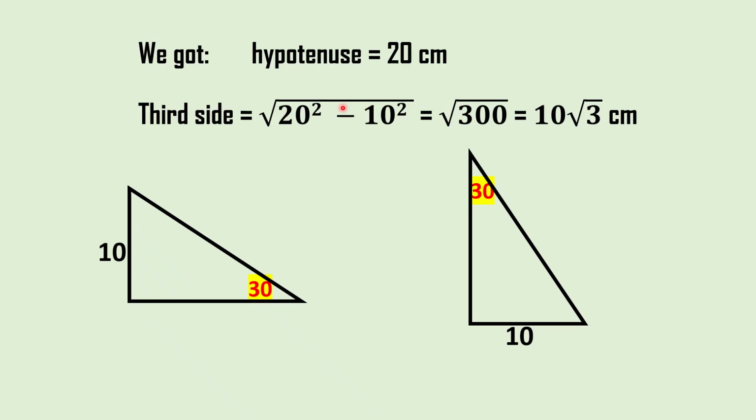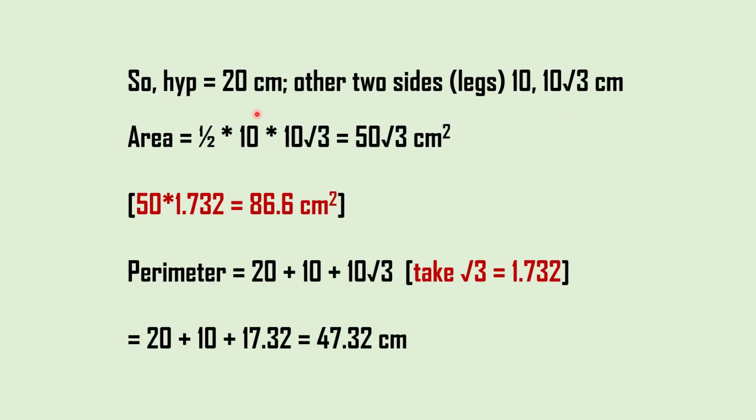Now you can find the area and the perimeter. So hypotenuse 20, other two sides, that is the legs, 10 and 10 root 3 centimeters. So area would be half of base into altitude, half of 10 into 10 root 3, 10 into 10 is 100, half of that 50, so 50 root 3. And if you want to put the value of root 3, 1.732, then 50 multiplied by 1.732, that is 86.6 square centimeters. Either you can put the value or you can keep it as 50 root 3.